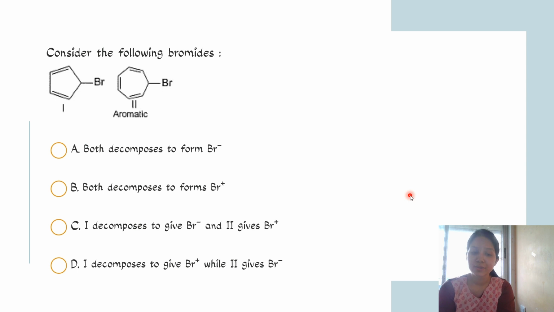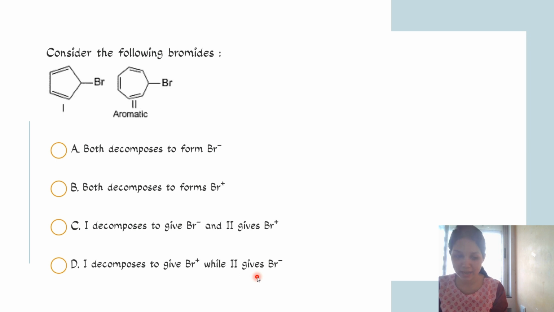Now let us move to the next question. Consider the following bromides. You are given 2 alicyclic bromides, and you have to comment on the decomposition of both the bromine containing compounds here. The options given are: both decompose to form Br minus, that is bromide anion; both decompose to form bromine with a positive charge; or compound 1 decomposes to give anion and 2 gives cation; or 1 decomposes to give cation while 2 decomposes to give anion.